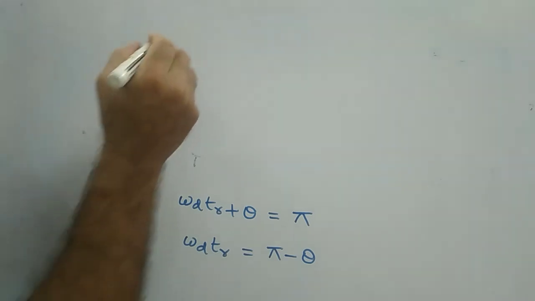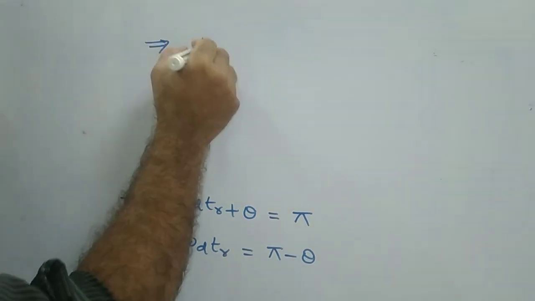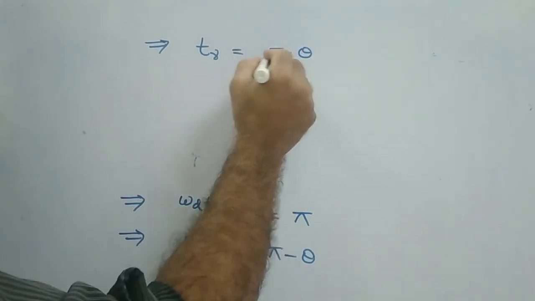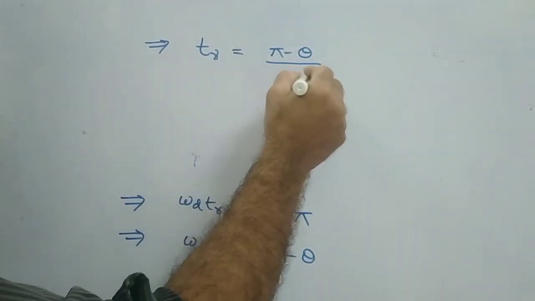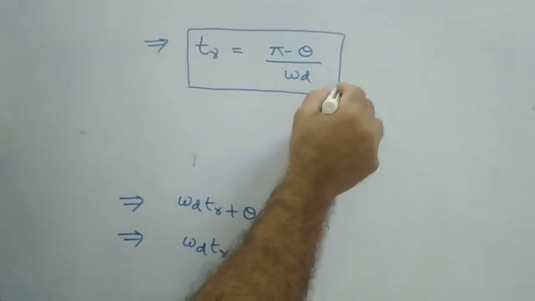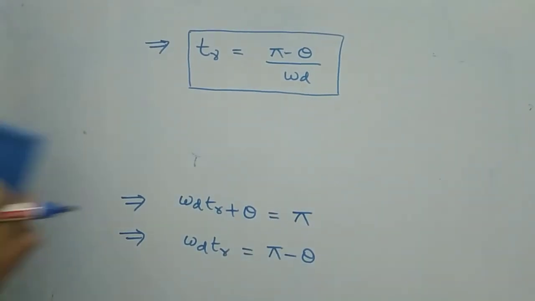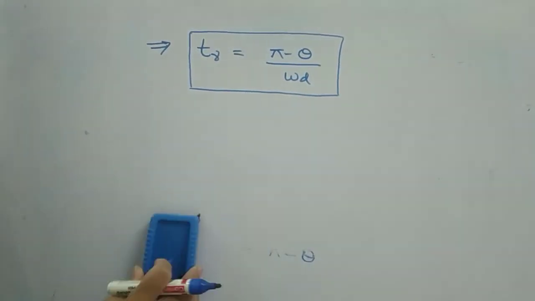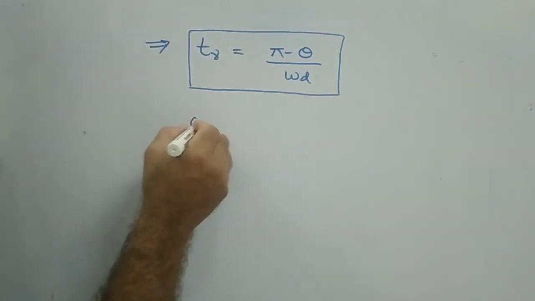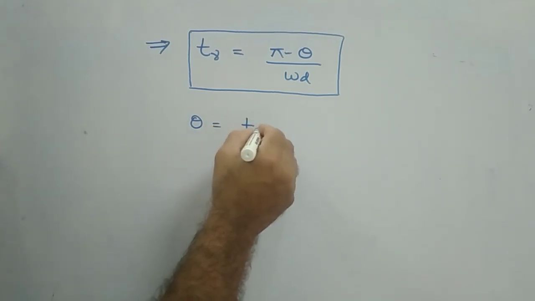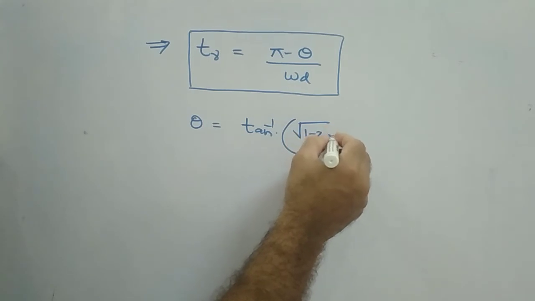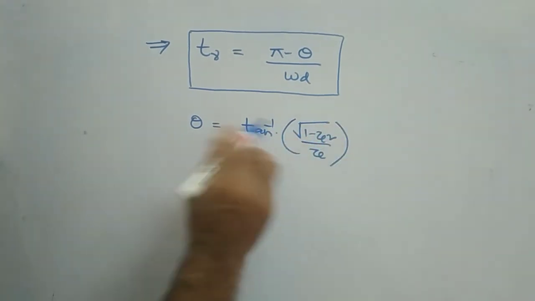And then what is the omega d value, what is the tr value from here? From this, the second expression is tr. This implies your tr is equal to pi minus theta by omega d. This is your expression for tr. Clear? Your definition for tr is over. So the expression for tr, meaning the rise time, is equal to pi minus theta by omega d. What is theta here? Theta is equal to tan inverse of square root of 1 minus zeta square by zeta. Clear? This is your theta value.